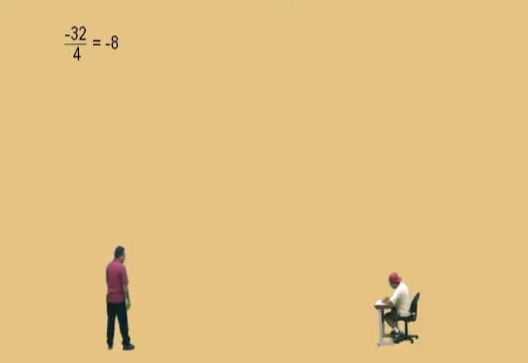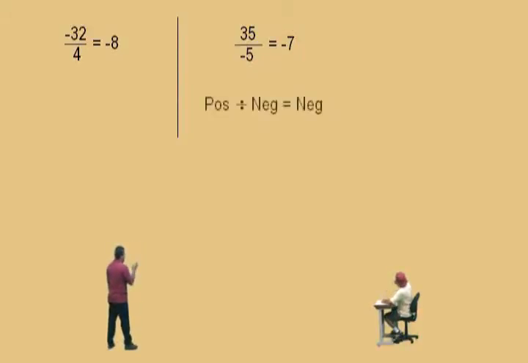All right, let's try another one here. 35 divided by negative 5, Charlie. Okay, pay attention to this. What's the answer? Negative 7. That's because negative 5 times negative 7 is a positive 35. This is another way of looking at it. So positive divided by negative must be negative. Okay, so we have negative divided by positive is negative, and a positive divided by negative is also negative.